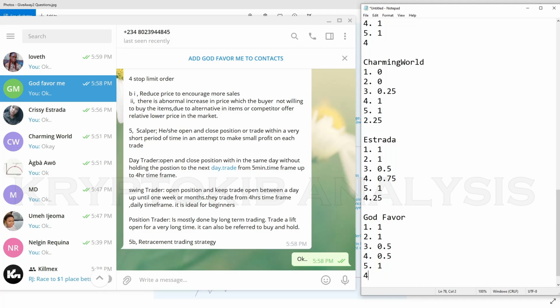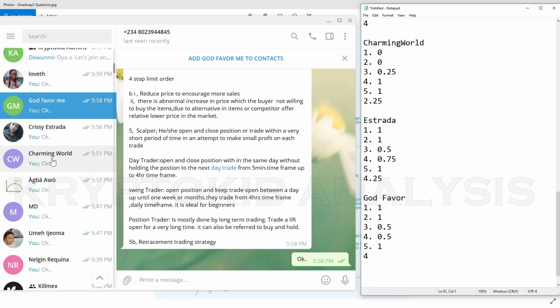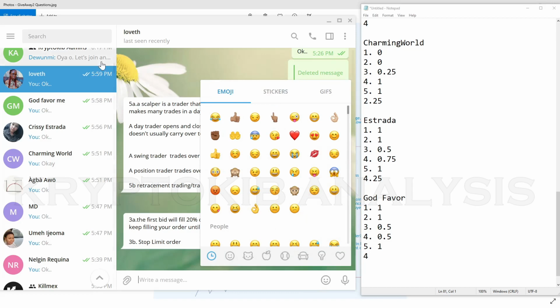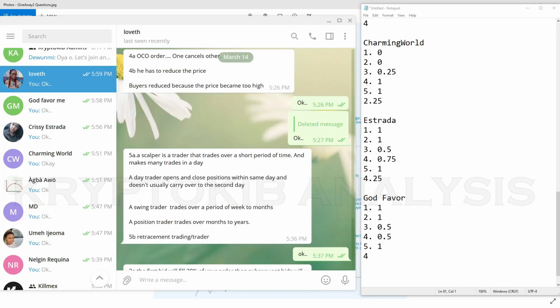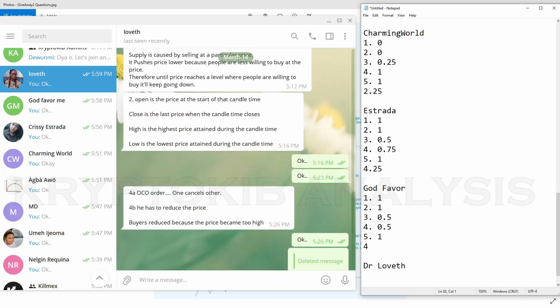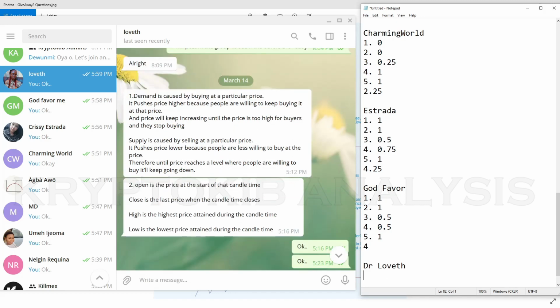Wow. God love and favor also. Lovett, are you still there? I don't know if Lovett is actually a doctor, because I'm saying Dr. Lovett. Yeah, I'm telling you. My wife's name is actually Lovett as well. Don't be biased. I won't.